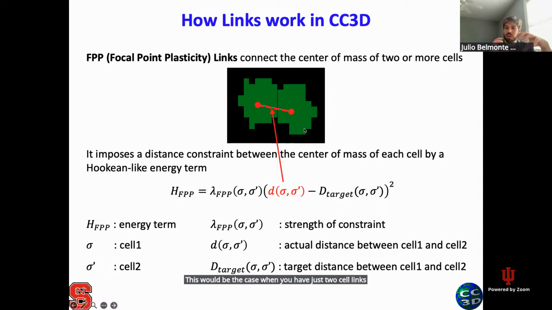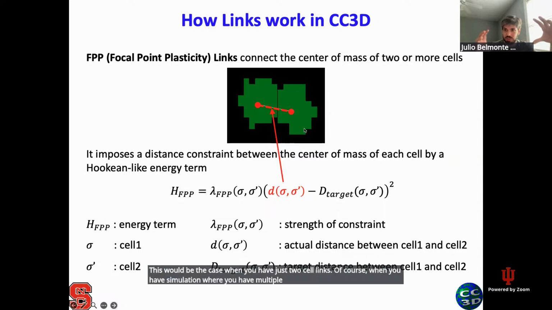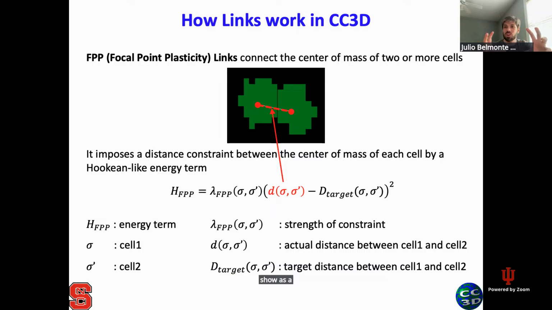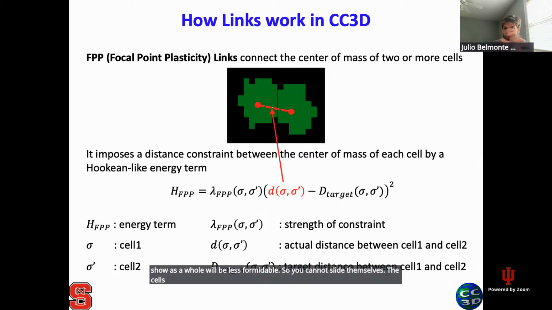Of course, when you have a simulation with multiple cells, they're confluent, and all those cells are linked together, then yes, if you increase the lambda, you make all those links stronger, and then the tissue as a whole will be less deformable. So you cannot slide one cell, the cells will not be able to swap neighbors' places.